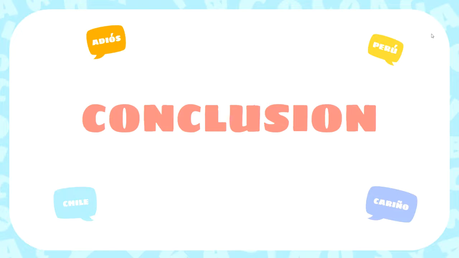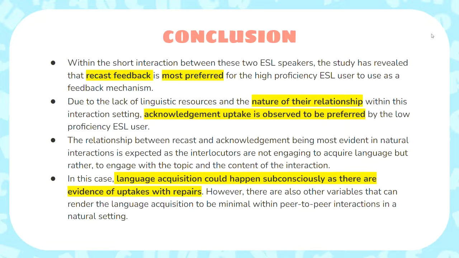To conclude, within the short interaction between these two ESL speakers, the study has revealed that recast feedback is most preferred for the high proficiency ESL user to use as a feedback mechanism. So due to the lack of linguistic resources and also the nature of their relationship, acknowledgement uptake is observed to be preferred by the low proficiency ESL user. So the relationship between recast and acknowledgement being most evident in natural interactions is expected because the interlocutors are not engaging to acquire language skills, but rather to engage with the topic and also the content of the interaction.